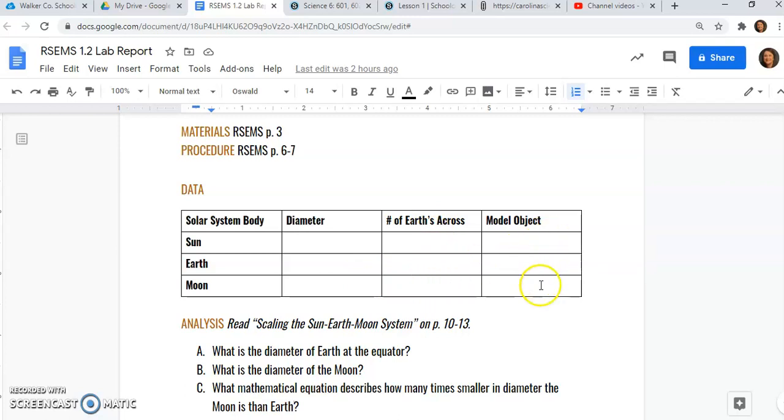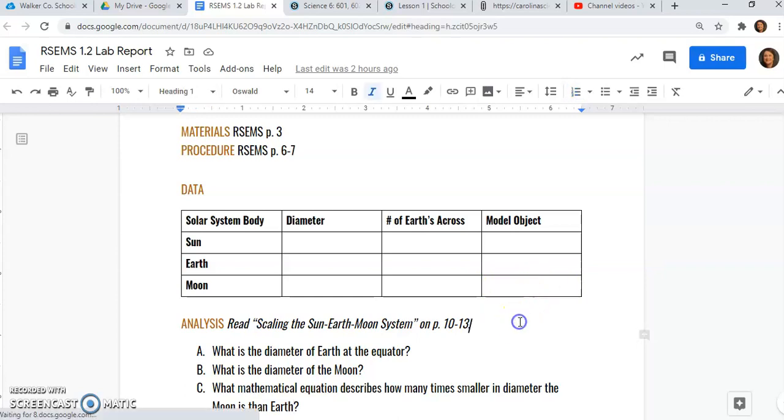And then right here, I want you to list what objects you would use as your model objects. Like what sphere did you choose to use to represent the Sun? What sphere did you use to represent the Earth? And what sphere did you use to represent the Moon? You can plug those into your data table right there.